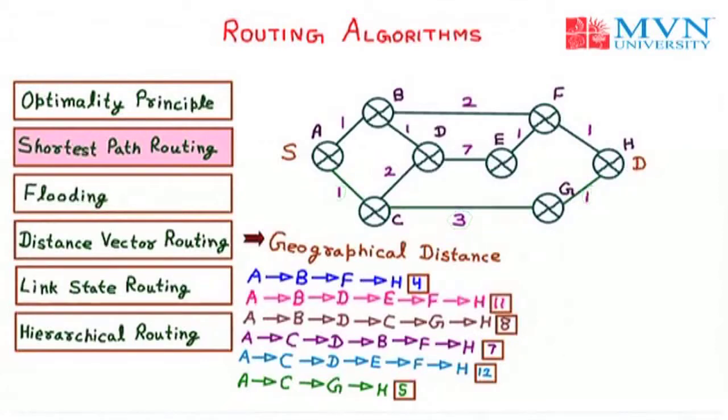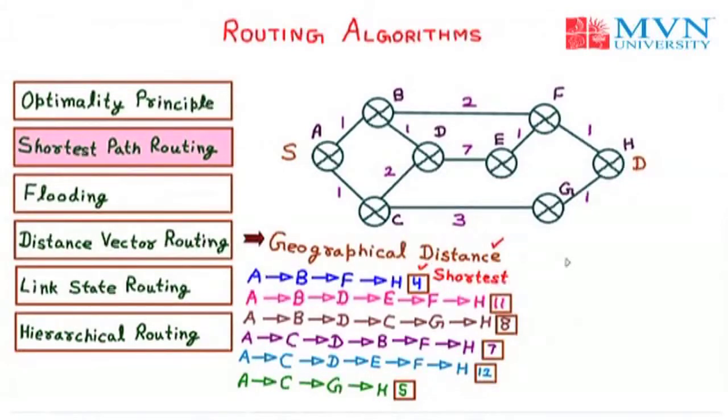So the conclusion is that we have 6 possible paths from source to destination, that is from A to H, and they have different geographical distances. If you follow the first path, the geographical distance is 4, then 11, then 8, then 7, 12 and 5. So according to the geographical distance, the shortest path is the first one, with distance 4.